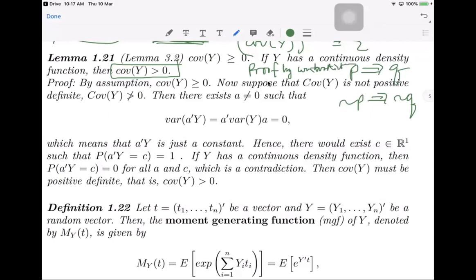So what you want is P implies Q. Proof by contradiction or contrapositive? If you want to prove P implies Q, I think contrapositive, not contradiction. By contrapositive, you assume not Q and show it is not P. Let me check. Proof by contrapositive.